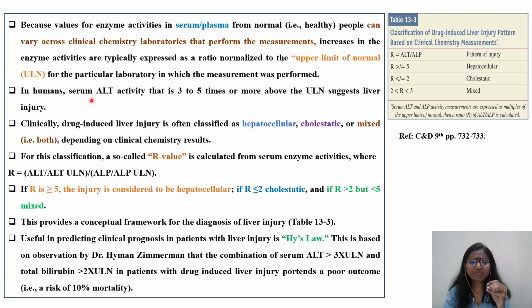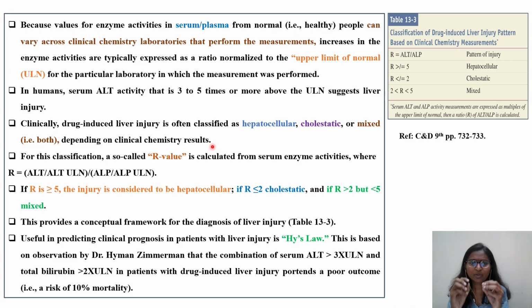In humans, serum ALT activity that is 3 to 5 times or more above the ULN suggests a liver injury. So whenever the serum ALT activity is 3 to 5 times more than whatever ULN is set in that particular laboratory, in that case it is considered as liver injury. Next, clinical drug-induced liver injury is often classified as hepatocellular, cholestatic, and mixed, that is both hepatocellular and cholestatic, depending on the clinical chemistry results.